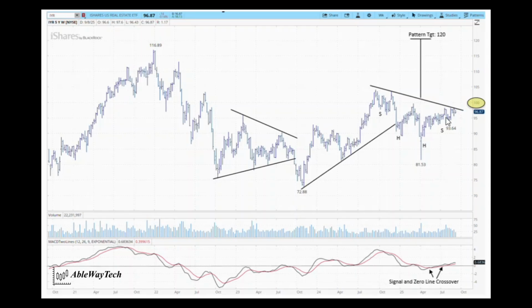Any kind of failure to break this neckline in the next few weeks, or if we get a breakout and then a subsequent close below the neckline, would signify a failure as well, and that would change our outlook. So how would one play this?